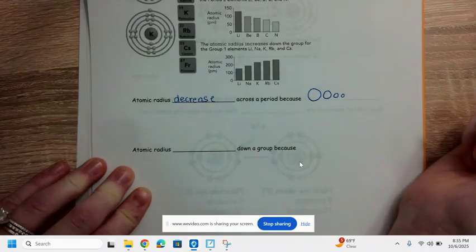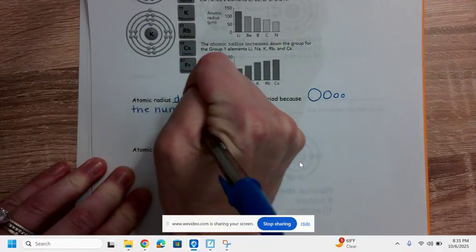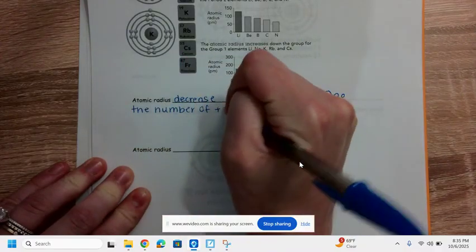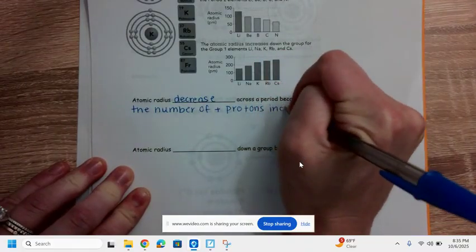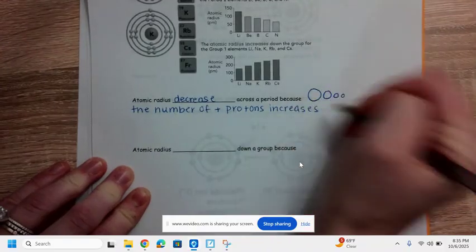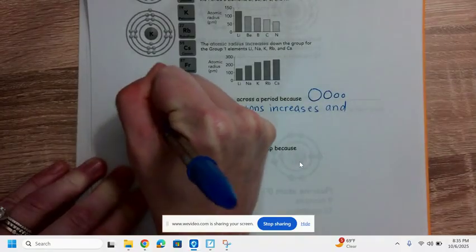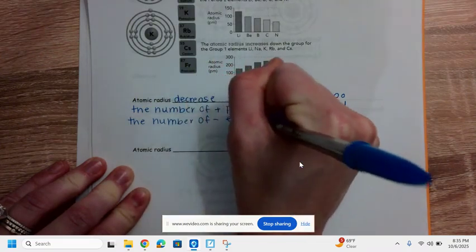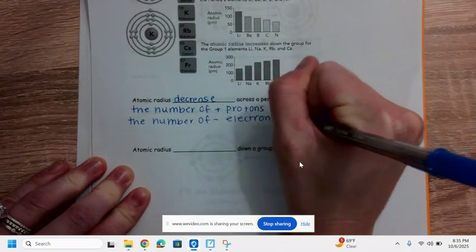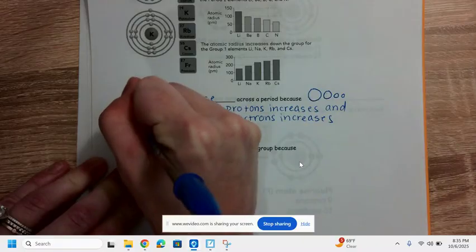And why is that? That's because the number of positive protons increases in our nucleus, and the number of negative electrons increases in the same energy level, meaning the same distance.